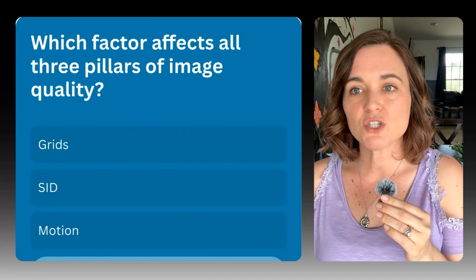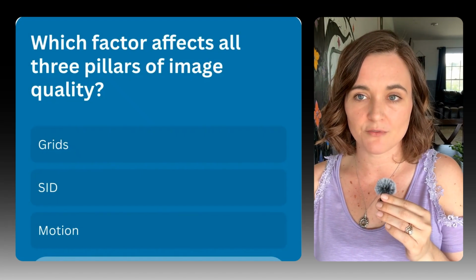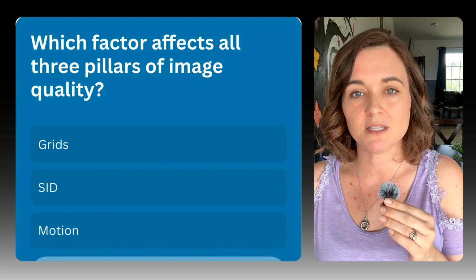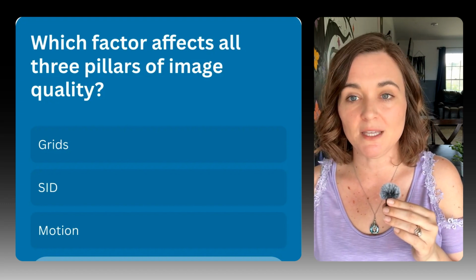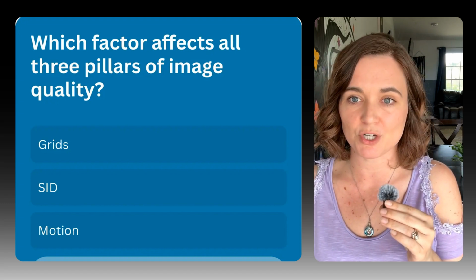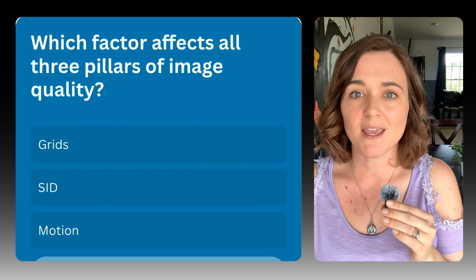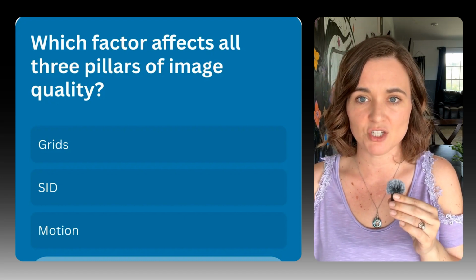Let's test what's stuck. Question 4. Which factor affects all three pillars of image quality? A, grids, B, SID, or C, motion? Your answer is B, SID. It impacts exposure, that's your distance, resolution, that's your sharpness, and distortion from magnification.